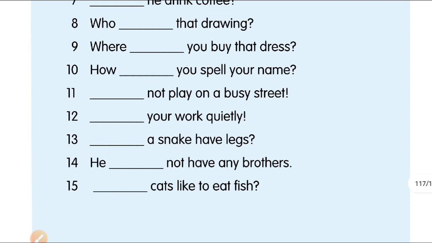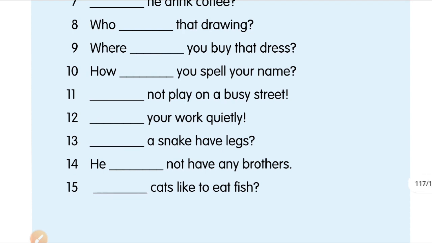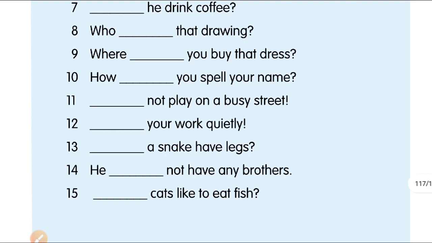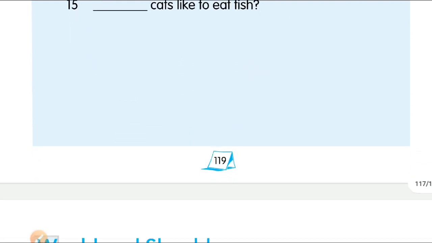Let me clear one or two points more. He does not have any brother. He does not have. Means he is third person singular number. Do cats like to eat fish? Because here cats are plural. That's why we will not use does here. We will use here do cats like to eat fish.